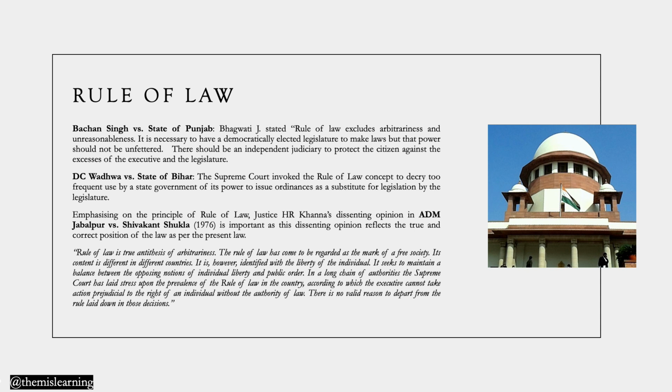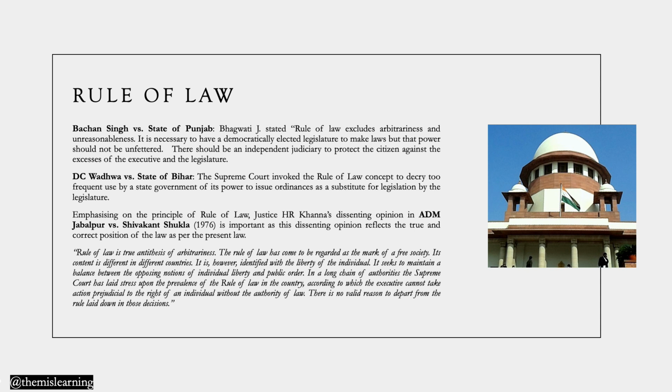So, what was stated here is that rule of law is the true antithesis of arbitrariness. The rule of law has come to be regarded as the mark of a free society. Its content is different in different countries. It is, however, identified with the liberty of the individual. It seeks to maintain a balance between the opposing notions of individual liberty and public order.